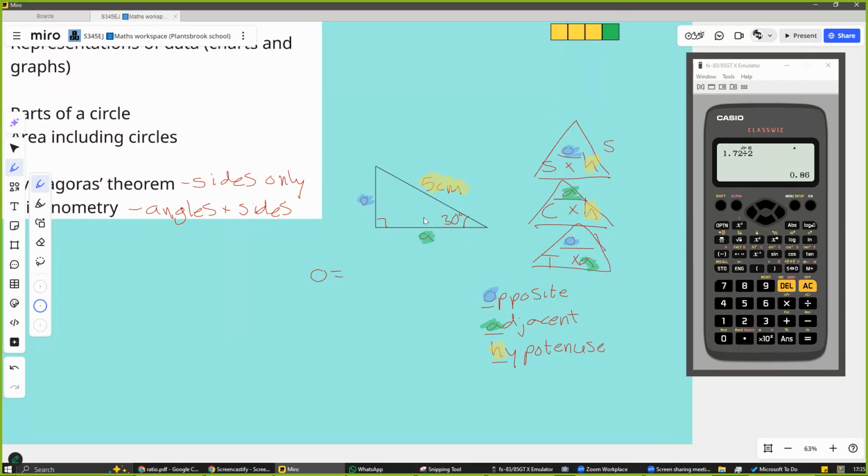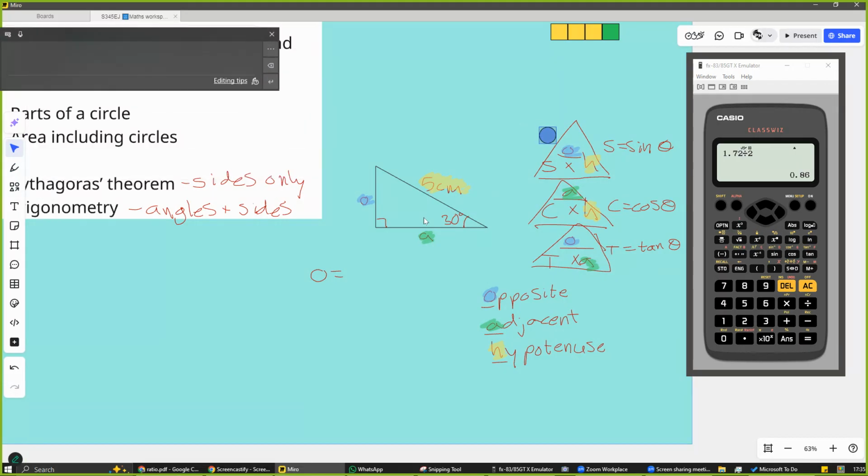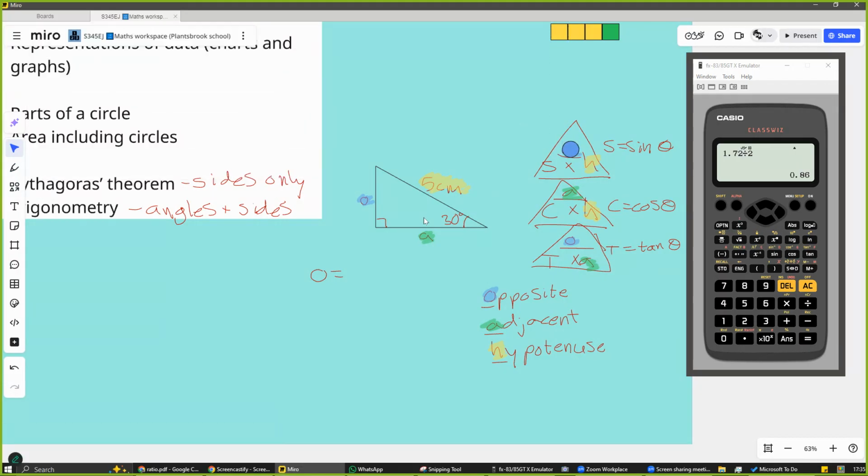Okay, so we can say S equals sine theta, C equals cos theta, and T equals tan theta. Okay, so we're using the top one because we don't need to know the adjacent, we just need to know the opposite and the hypotenuse. But we want to work out, so remember how to use formula triangles. Essentially, you cover up the thing that you're trying to work out, and then what's left behind, that's how to work it out.